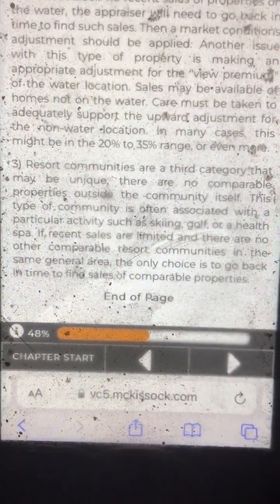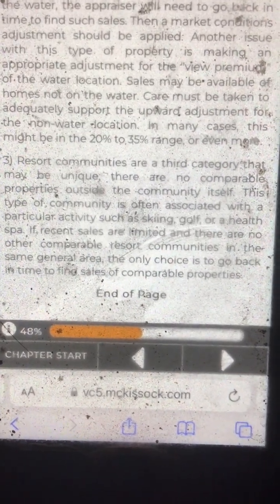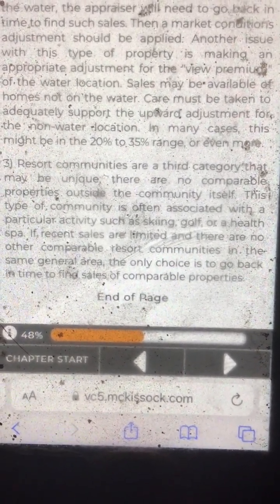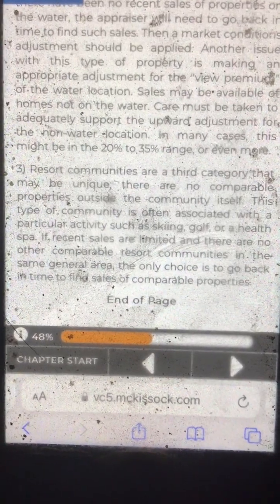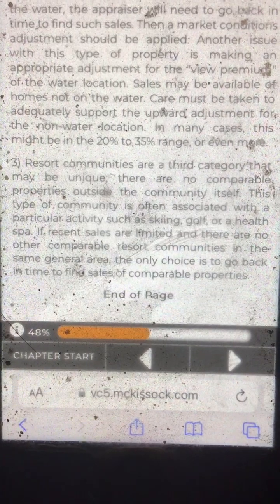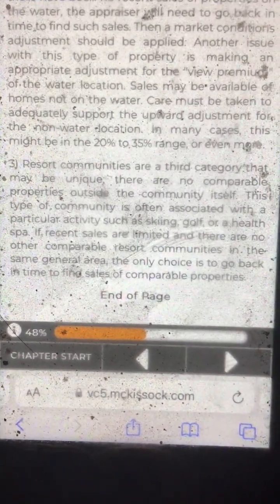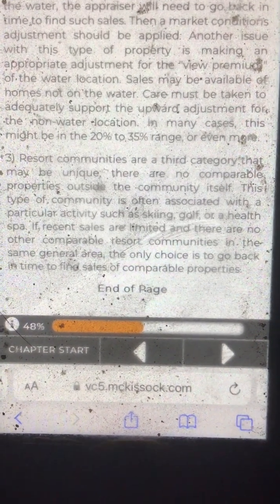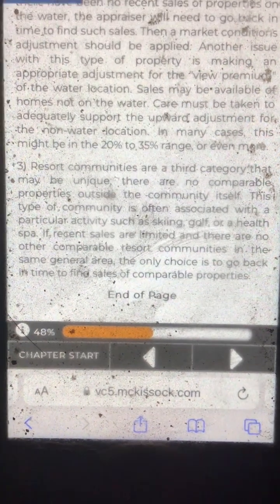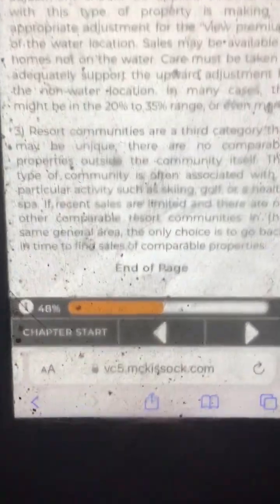Number 3, resort communities are a third category that may be unique. There are no comparable properties outside the community itself. This type of community is often associated with a particular activity such as skiing, golf, or a health spa. If recent sales are limited and there are no other comparable resort communities in the same general area, the only choice is to go back in time to find sales of comparable properties. End of page.